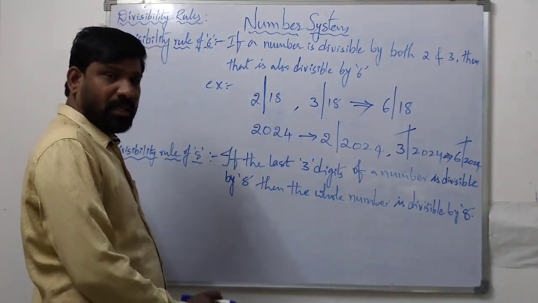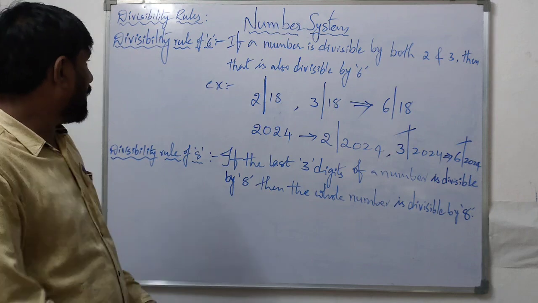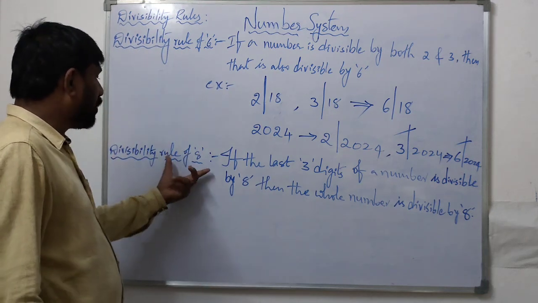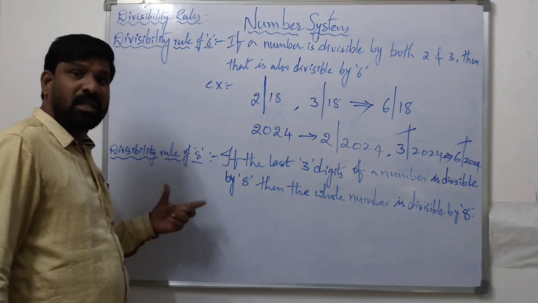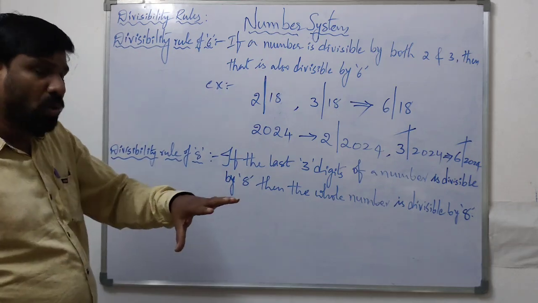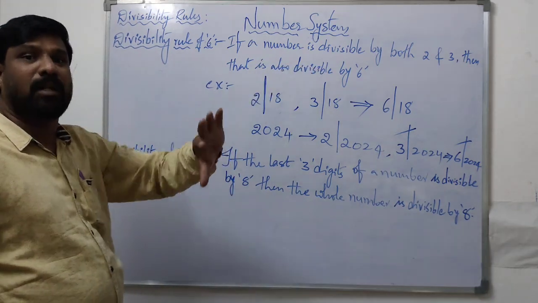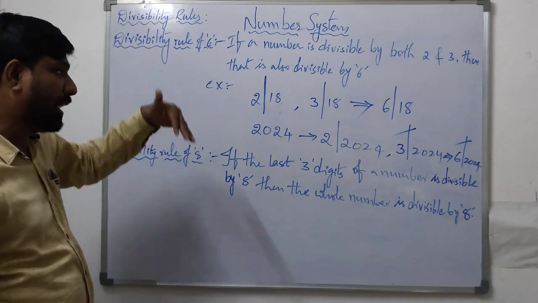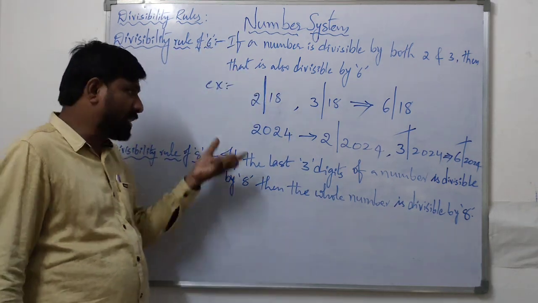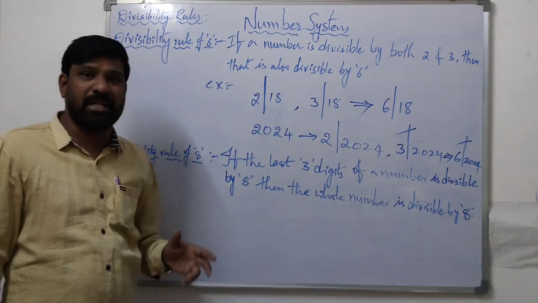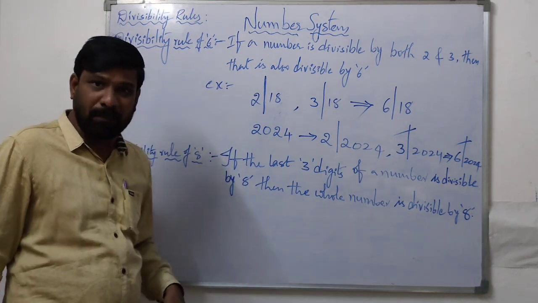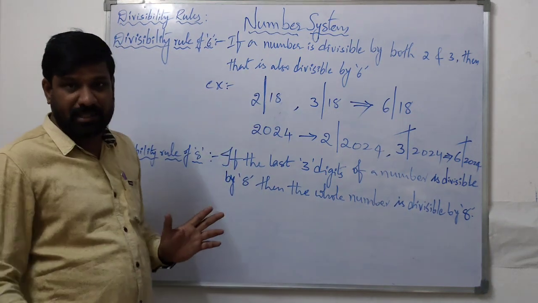Clear? Right. Now 7. After divisibility rule 6, you have to get the divisibility rule of 7. But 7 I will try to discuss at the end, after divisibility rule 11, because 7 has some extra explanation apart from all this. Okay? So that is a different case.